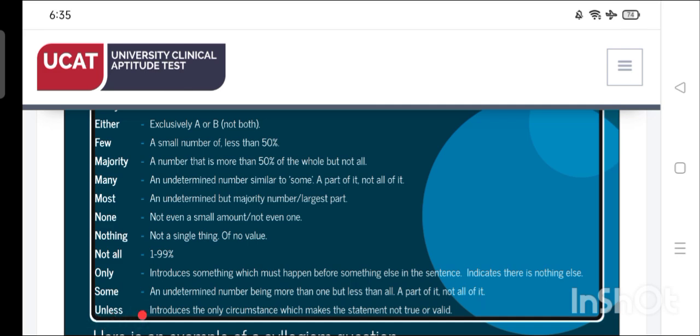Unless introduces the only circumstance which makes the statement not true or valid. Unless means we use it where we don't know the statement is not true or valid. So we say yes unless.